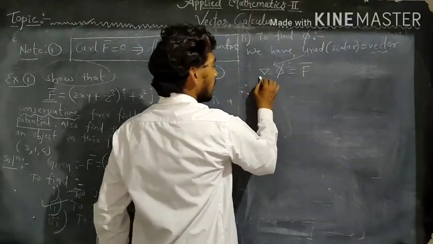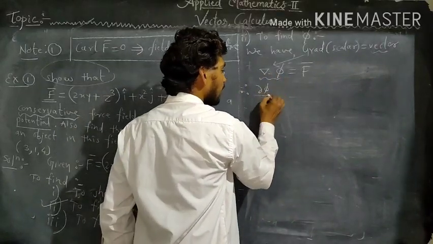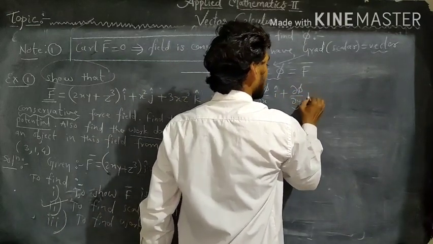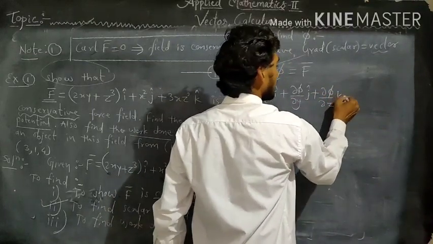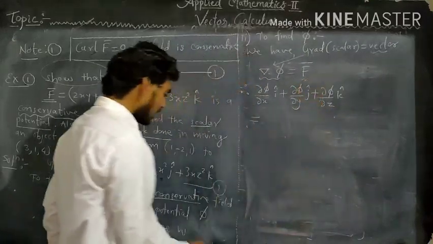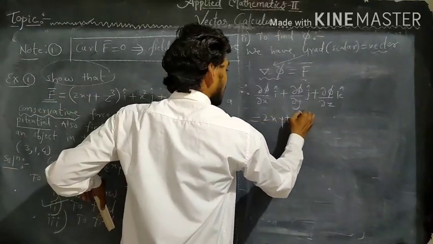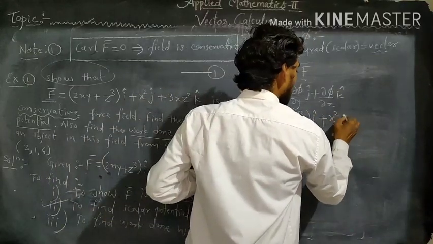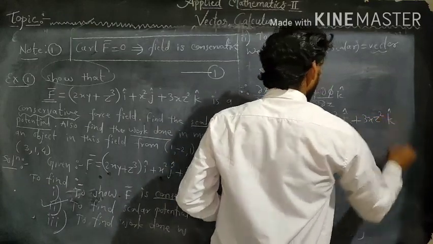Therefore now del phi, which is gradient of phi, by definition it is del phi by del x i plus del phi by del y j plus del phi by del z k, and it is equal to vector f, which is given in equation 1, that is (2xy plus z cube) i plus x square j plus 3x z square k.